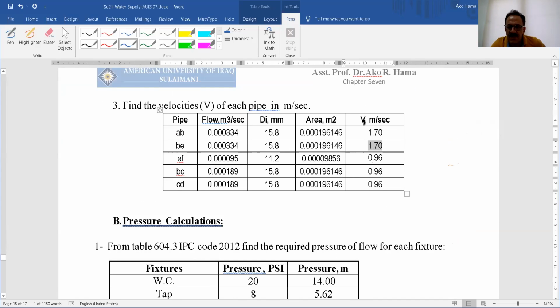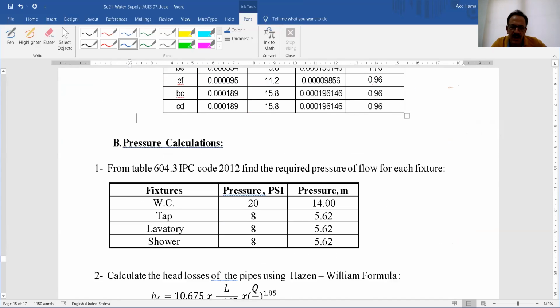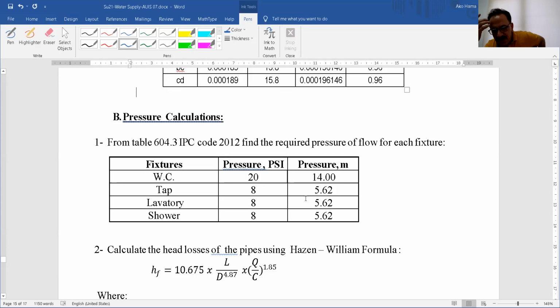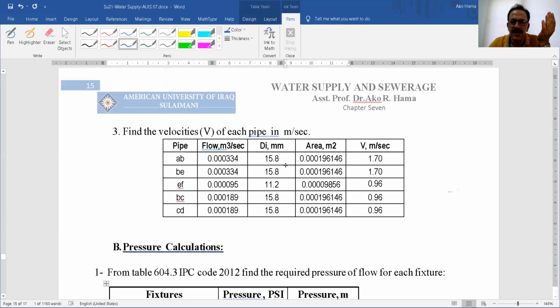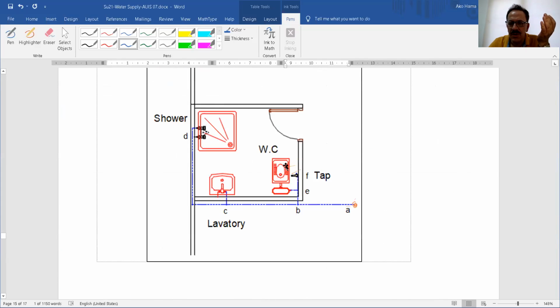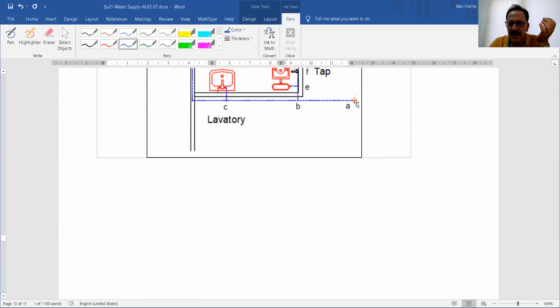After finding the velocities in each pipe, what we have to do now is see how much the pressure will be in the pipes. For the water closet, as it's written in the table, it needs to have 20 psi, the pressure psi, or 14 meters. Now we have to calculate the head loss in the pipes and the available head at A. So the available head at A, we have to have this one.